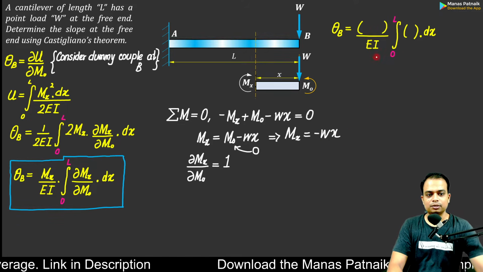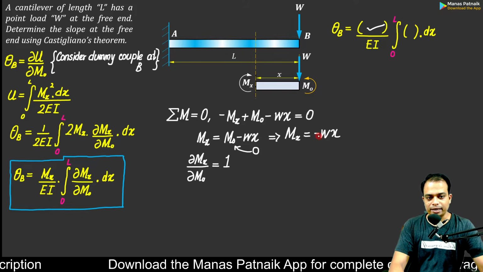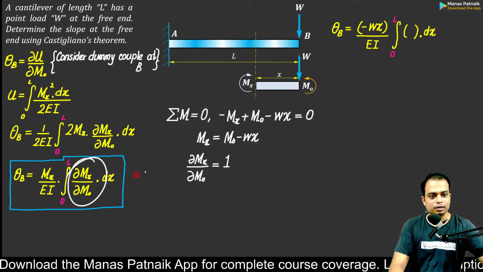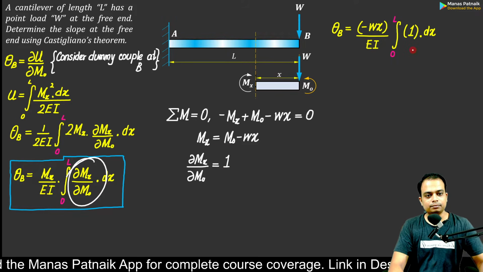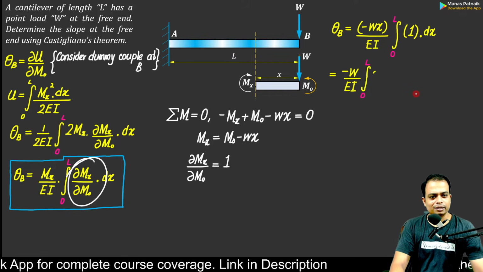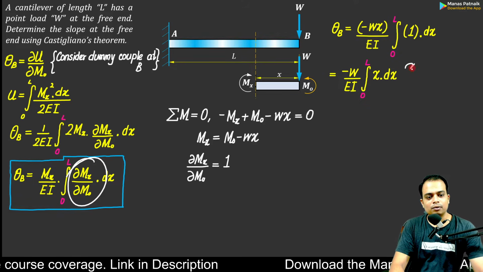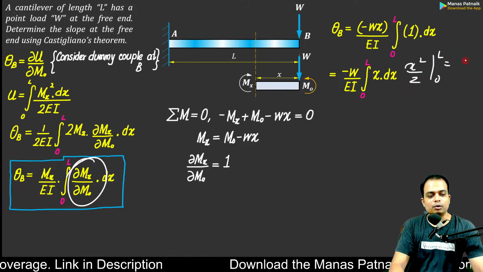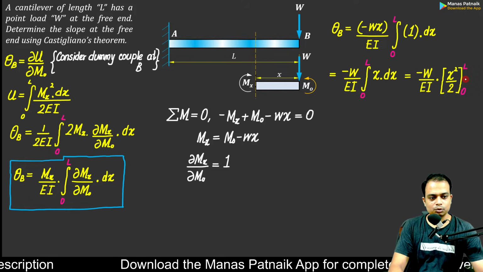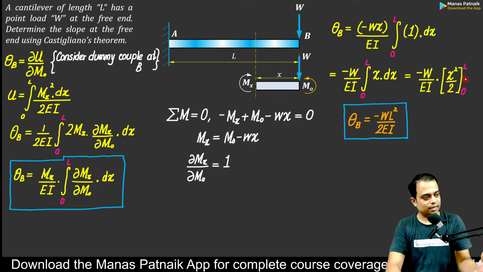Now let us plug in the values. Here we are going to put in the value of mx. Mx is equal to minus wx. Similarly, del mx by del m naught is 1. Now take this x inside the integral. It's very schoolboy stuff. It is going to be x square by 2, and the limits are from 0 to L. It is going to be equal to L square by 2, and it is done. Very simple. Minus WL square upon 2EI. That is our result.